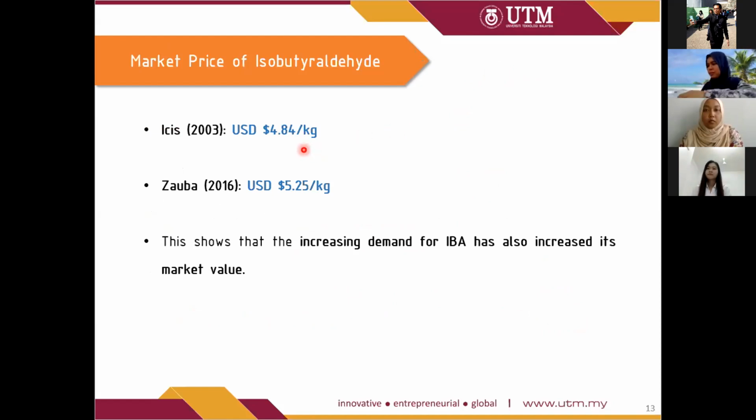So this is the market price of isobutyraldehyde. From 2003 it is $4.84 per kilogram, and for 2016 it is $5.25 per kilogram. So this shows that the increasing demand of IBA has also increased the market value.